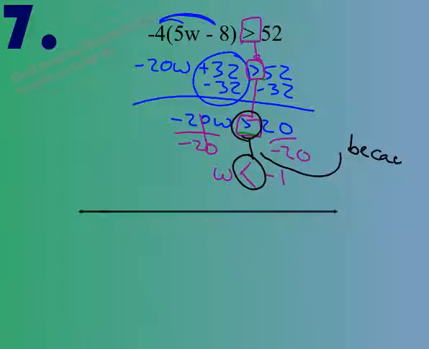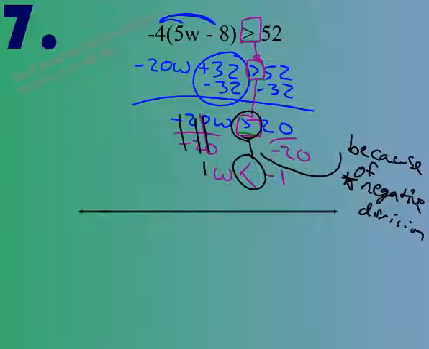because of negative division. So negative is the key word there. Now 20 divided by negative, you get a negative. So that's a 1w. Negative 20 divided by negative 20 is still just a positive 1. So that's why I have a 1w.